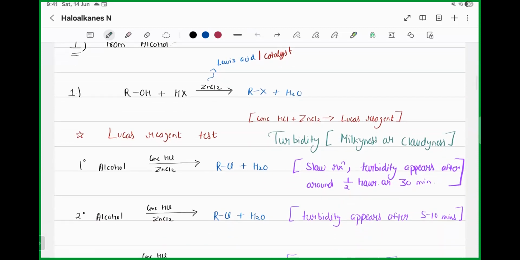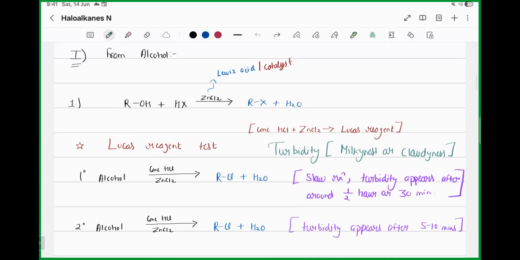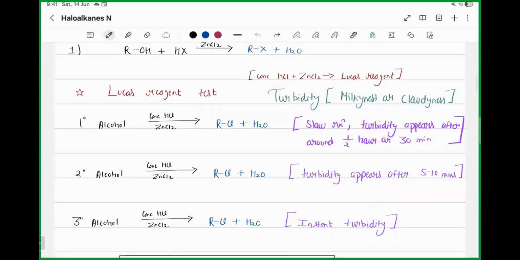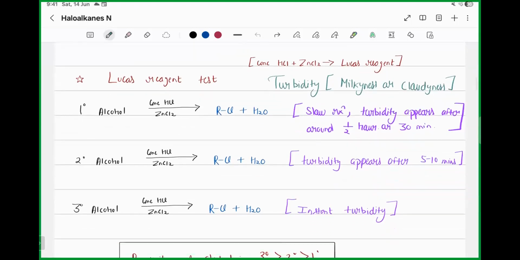We talked about the Lucas reagent test. What is the Lucas reagent test? If I gave you a test tube containing alcohol, how can you differentiate whether it is 1 degree, 2 degree, or 3 degree? I told you in detail.